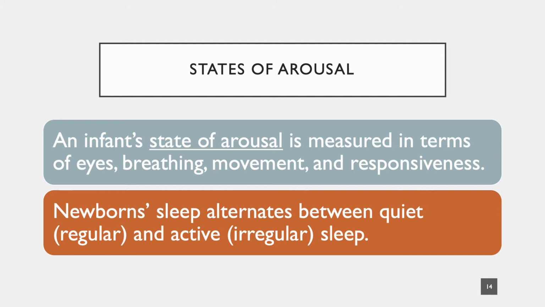Let's talk about the stages of arousal. An infant's state of arousal is measured in terms of eyes, breathing, movement, and responsiveness. Newborn sleep alternates between quiet, which is considered regular, and active or irregular sleep.